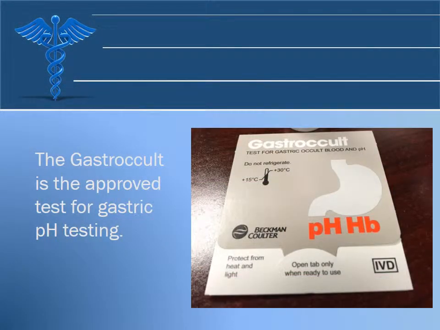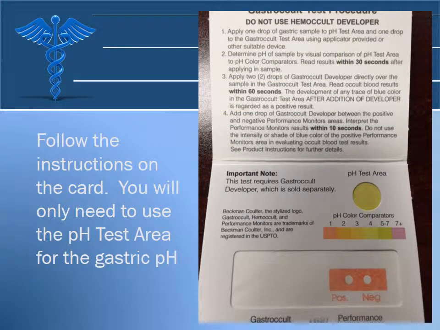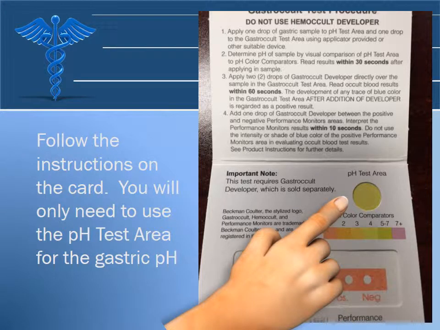The GastriCult is the approved test for your gastric pH testing. Follow the instructions on the card. You will only need to use the pH test area for your gastric pH testing.